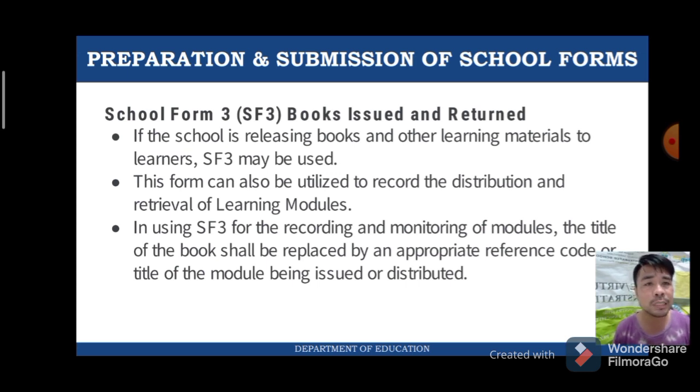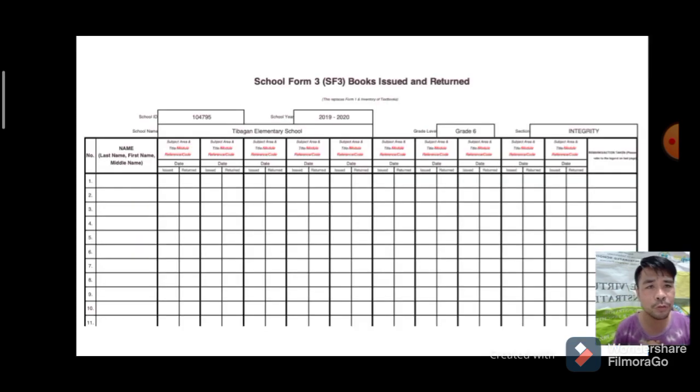If the school is releasing books and the other learning materials to learners, SF3 may be used. This form can also be utilized to record the distribution and retrieval of the learning modules. And then in using SF3 for the recording and monitoring of the modules, the title of the book shall be replaced by appropriate reference or code or the title of the module being issued or distributed. So, napakaklaro po dito sa guidelines po ng ating SF3. Ayan. So, ito po yung feature ng ating SF3 or School Form 3 natin. So, kayo na po ang bahala on how you are going to make your SF3 na nandoon po makikita yung book issued and returned.